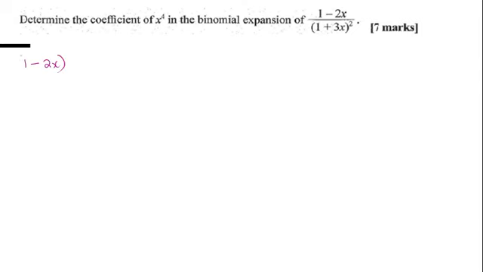So this is actually 1 minus 2x times 1 plus 3x to the negative 2, right? Using our knowledge of indices, we can bring this up to the numerator, which means the power is going to change from positive 2 to negative 2. And then we would expand this using the binomial expansion formula and multiply the terms by 1 minus 2x. Right, so we could expand this up to a point and then multiply the terms by 1 minus 2x.